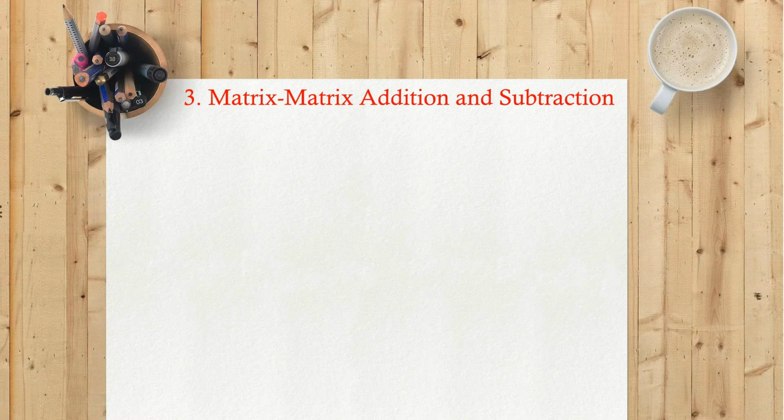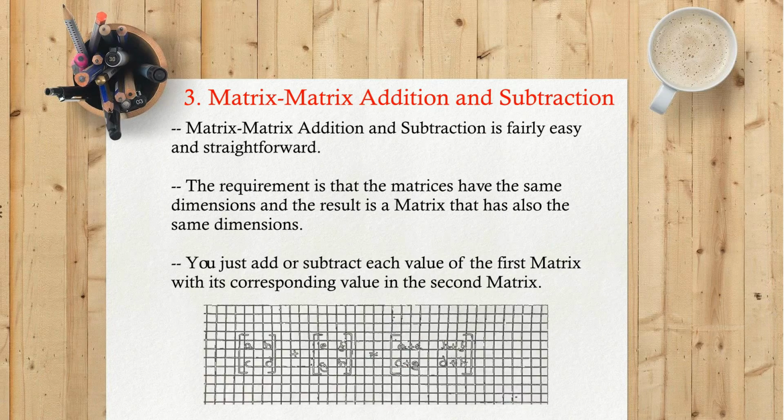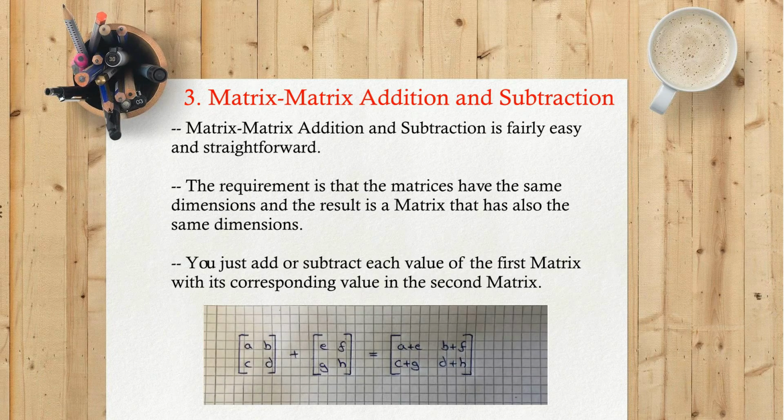3. Matrix addition and subtraction. Matrix addition and subtraction is fairly easy and straightforward. The requirement is that the matrices have the same dimensions, and the result is a matrix that also has the same dimensions. You just add or subtract each value of the first matrix with its corresponding value in the second matrix.